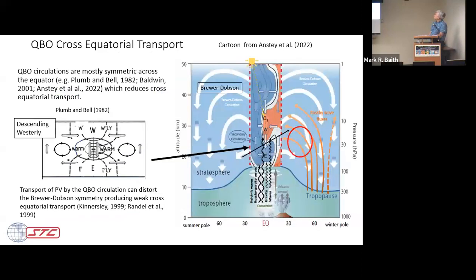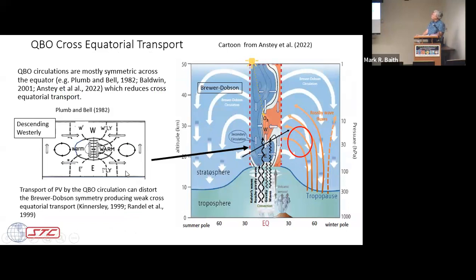So what about the QBO transport? This is from Anstey in 2022. It's kind of a hard diagram to look at. The QBO is sort of centered in the middle here. Here's the Brewer-Dobson circulation. This is descending westerly, so it's nice of him to pick that for us. And then there's a circulation around it.